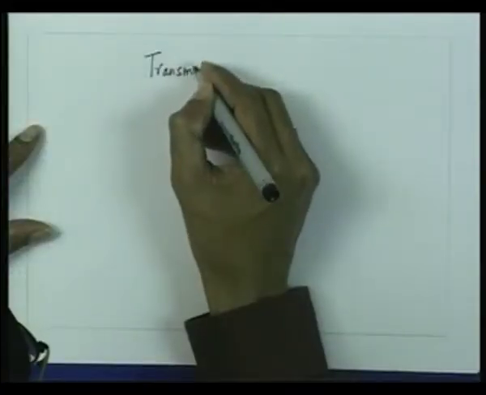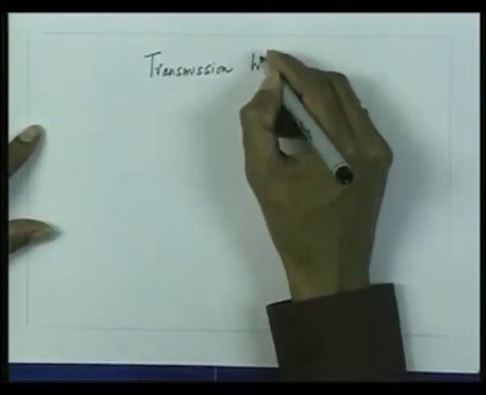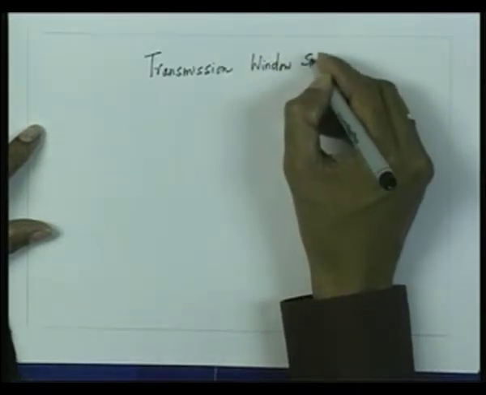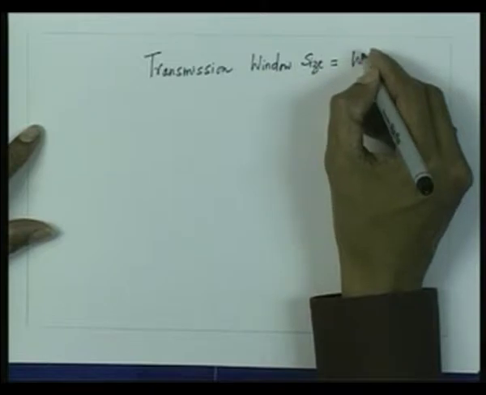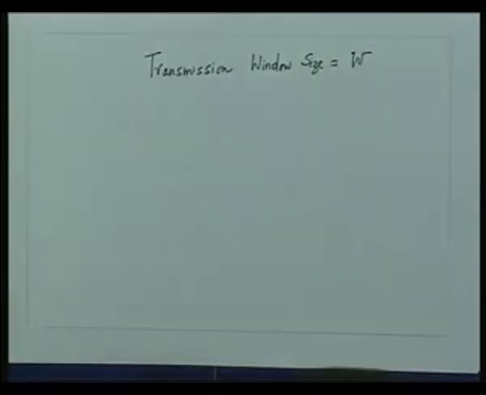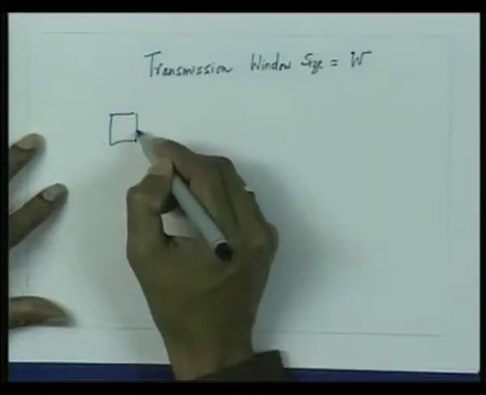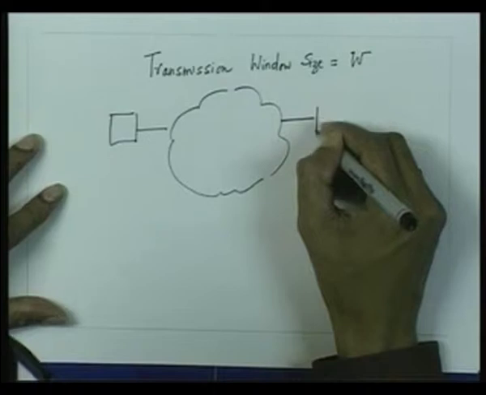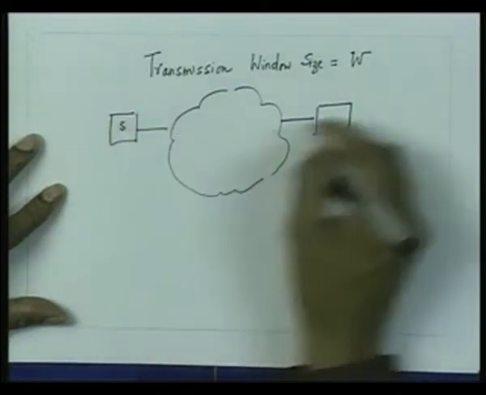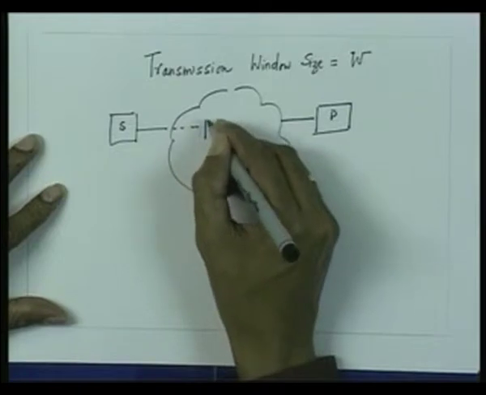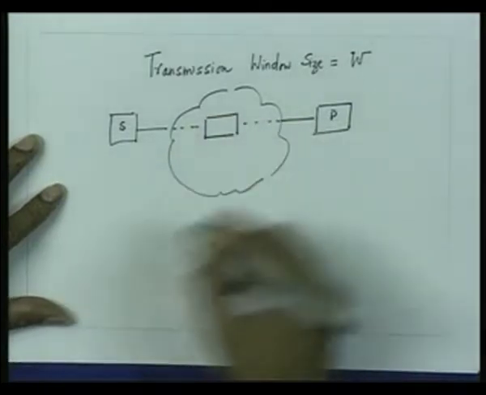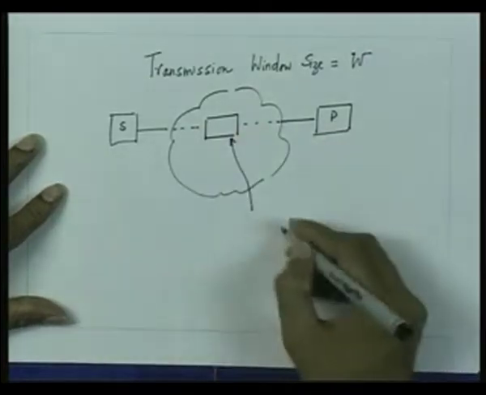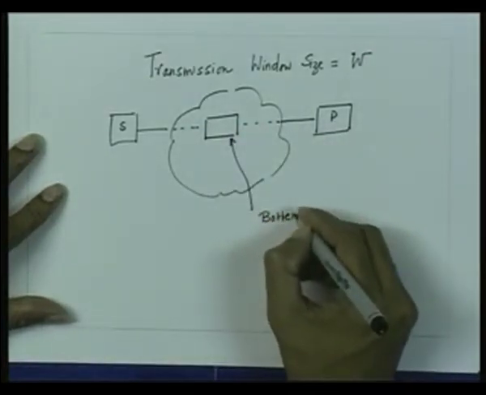Let us say the transmission window size is W. Now let us say that a particular node is a bottleneck node. So this is a source, and you send into a network, and this is a destination, and this particular node is the congested node. Congestion has occurred here, so we call this the bottleneck node.